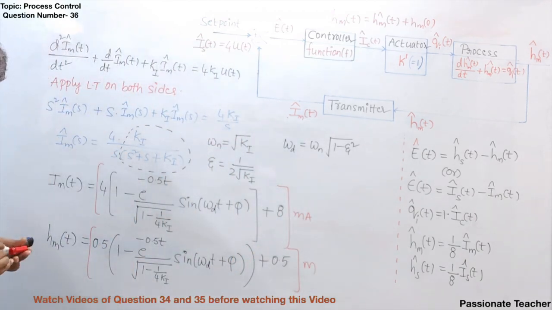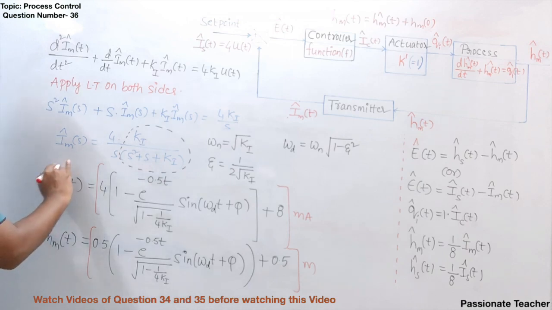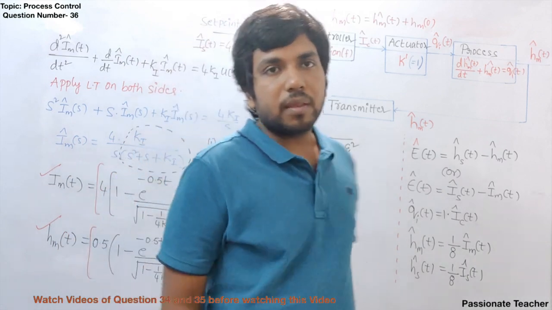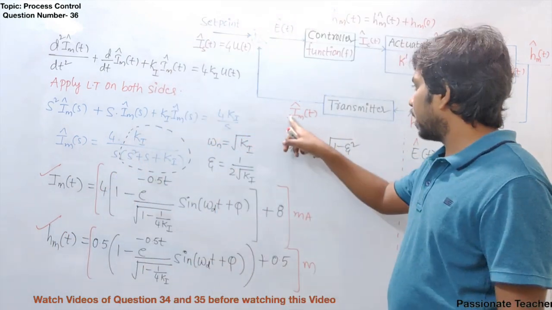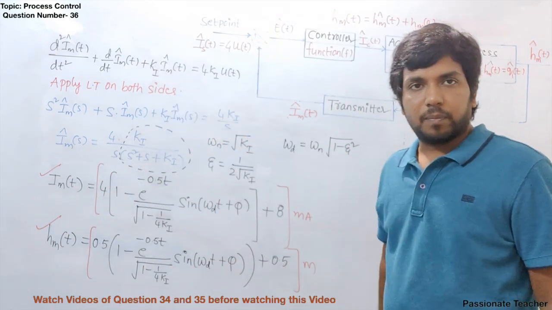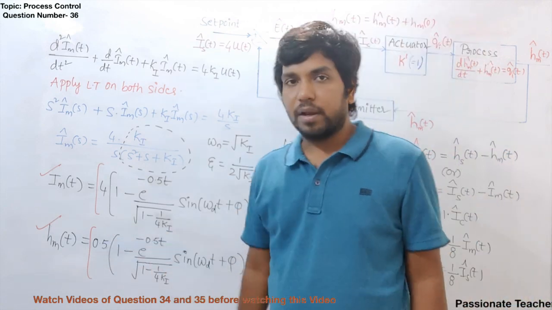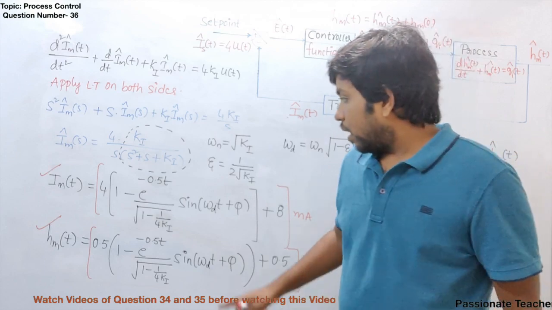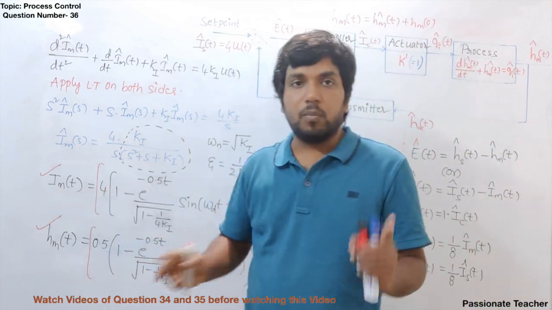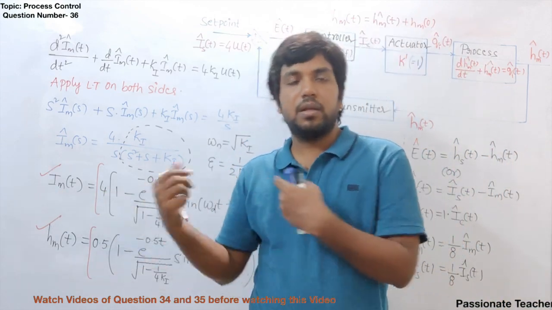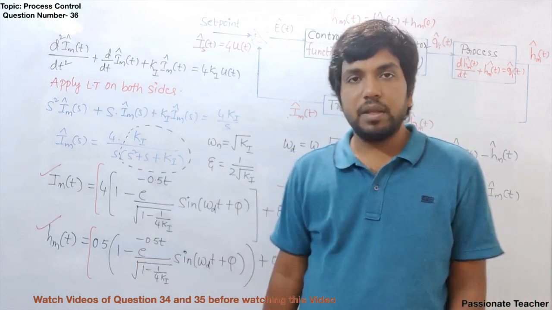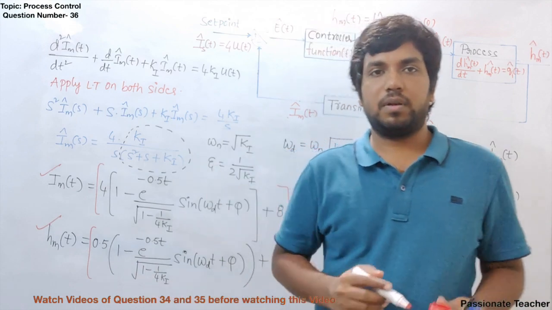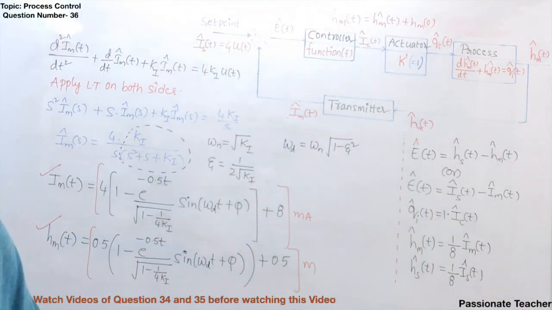Now by this time, we calculated the value of Im of t and Hm of t. What does Im of t indicate here? Im of t indicates the transmitter current with respect to time, and Hm of t indicates the water level with respect to time, not the deviation. Im of t includes both deviation and initial steady state value. Hm of t indicates both deviation and initial water level. Right? Now let us go deeply here.